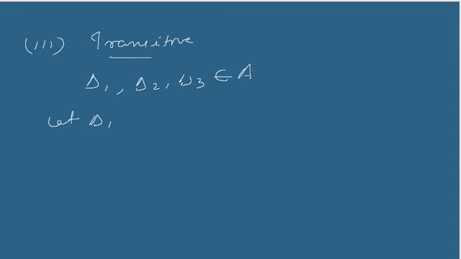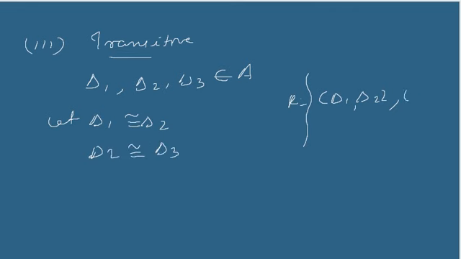Okay, let us check transitivity now. The third one is transitive. Let us take three triangles, say triangle 1, triangle 2 and triangle 3 in A. Let triangle 1 be congruent to triangle 2. Immediately you can say R contains the first ordered pair triangle 1, triangle 2. If they are congruent, immediately you can write it in the relation. And let triangle 2 be congruent to triangle 3. Immediately you can write that triangle 2, triangle 3 is present here.